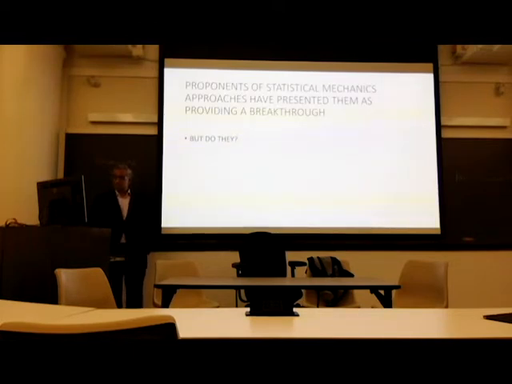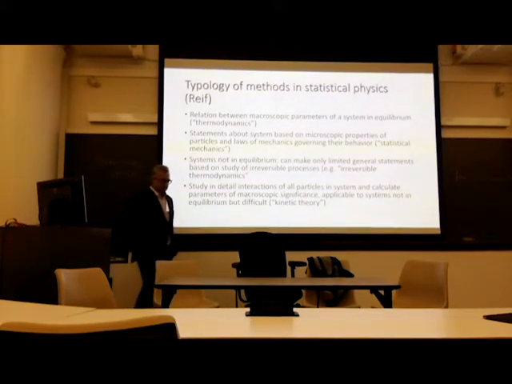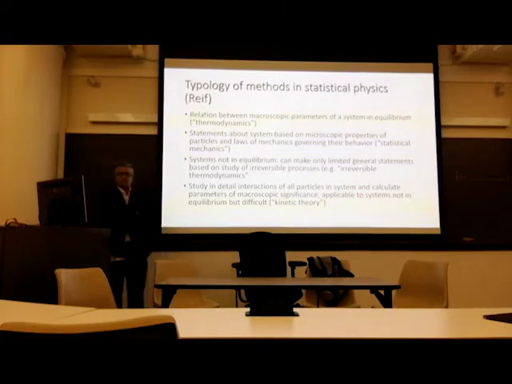Now, proponents of statistical mechanics approaches have presented them as providing a breakthrough. And what I want to ask is, in what sense is this the case, and to what extent can they be really justified? Now, if you open the textbook on statistical mechanics by Reif, which is one of the standard textbooks, one that I actually used as an undergraduate, in the introductory chapter, he distinguishes between four different kinds of methods that are used in statistical physics. The first defines the relation between, these are his words, the macroscopic parameters of a system in equilibrium.